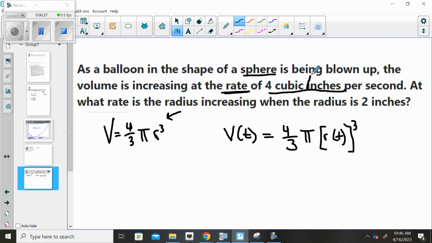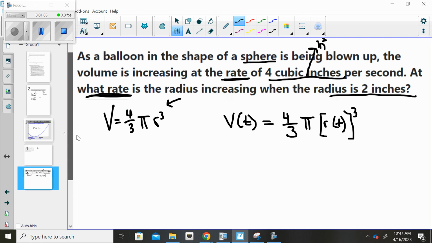Okay, so I usually don't write out the word cubic inches. I usually have it written like that. Oh, that's very sloppy, sorry. At what rate is the radius increasing? So again, we're answering for a rate. When the radius, so remember, we've got this balloon blowing up, but we do a freeze frame right when the radius is 2 inches. Okay, so we start off with our volume formula, but then we represent each variable as a function of time.